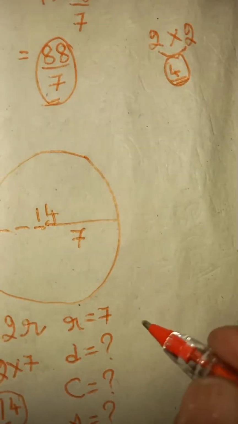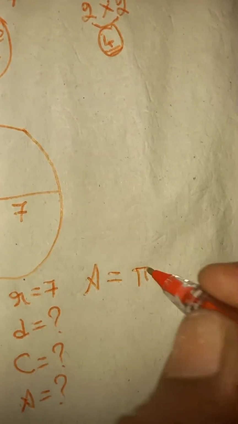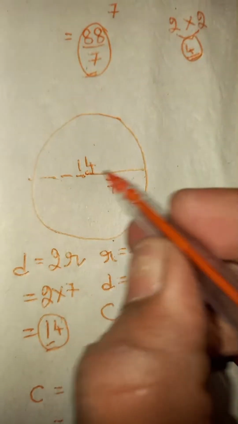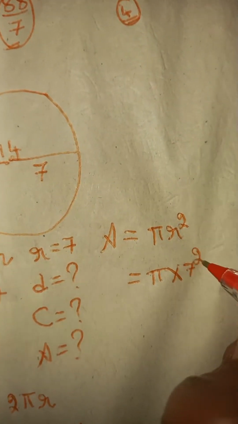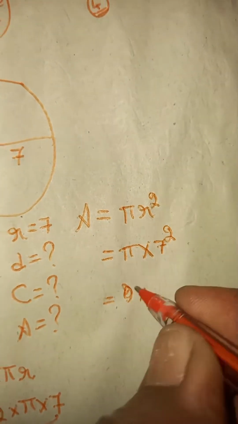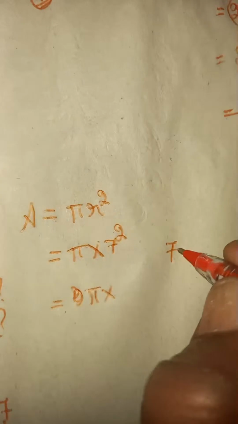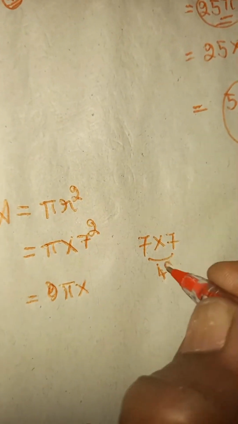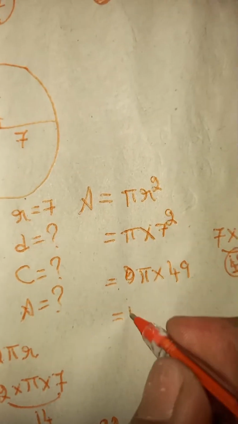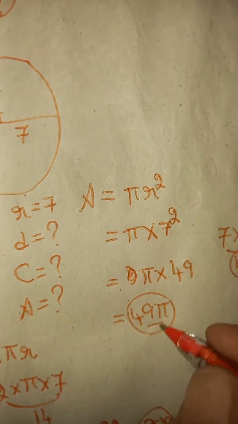Now the area. Area of the circle can be written as pi r square. This is going to be pi times the radius, which is 7 units, squared. Pi times 7 square means 7 times 7, which is 49. So this is pi times 49. Pi times 49 means 49 pi square units.